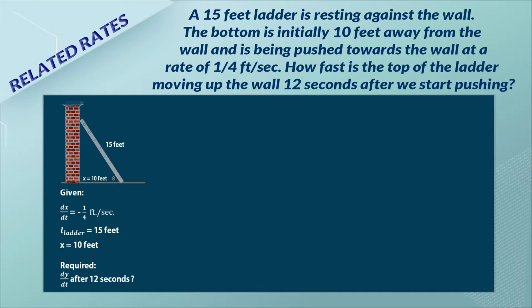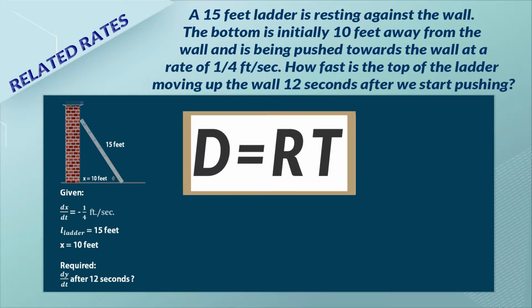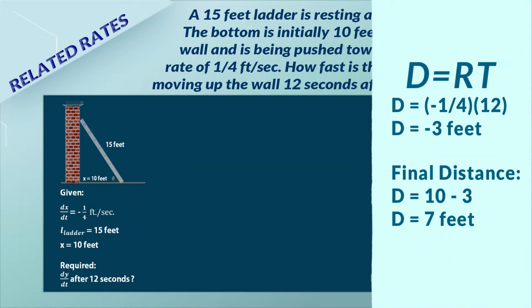To get the distance of the ladder's initial position to its final position after 12 seconds, let us multiply the rate of the ladder being pushed to the wall by the given time. So d is equal to rt. We incorporate values, negative 1/4 times 12, we get negative 3 feet. So we can now say that the ladder moved 3 feet towards the wall. The ladder is now 7 feet away from the wall.